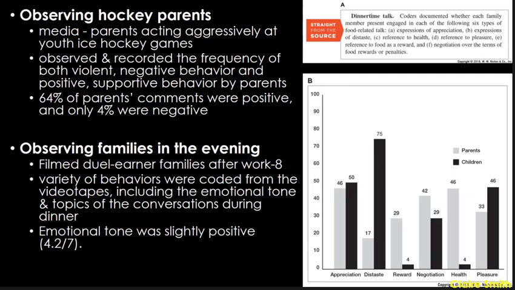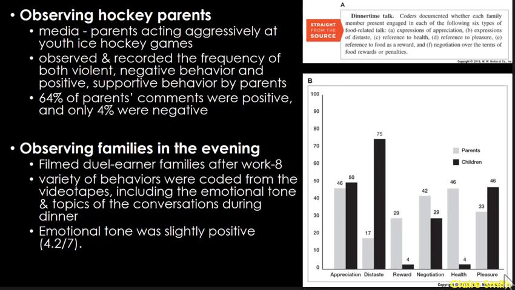Okay, another example is researchers wanted to observe families at dinner in the evening. So they watched a number of families where both parents worked and were gone all day. So when they came home, they had dinner with the family, and they wanted to see what type of conversations were happening during dinner. So they had a variety of different behaviors. So appreciation, distaste, reward, negotiation, health, pleasure were the general topics. And then saw what the parents and the children were more likely to be talking about at the dinner table.